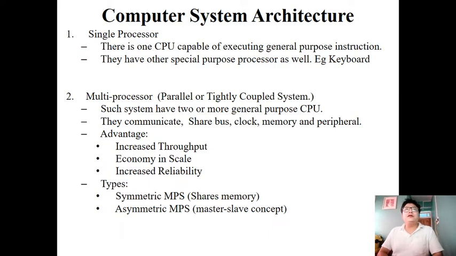Say, for example, in a dual core system there are two CPUs, so it has the ability to execute two general purpose instructions at the same time. That's why we say one of the advantages of a multiprocessor system is increased throughput, because it is obvious that it can execute more instructions at the same time in contrast to a single processor system. The next advantage is economy.